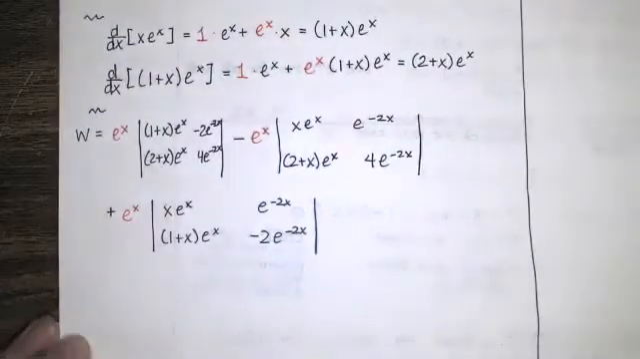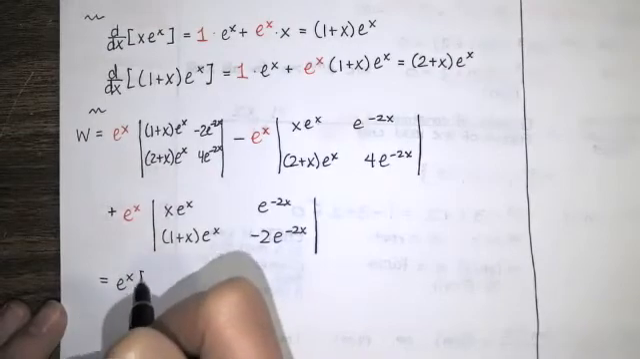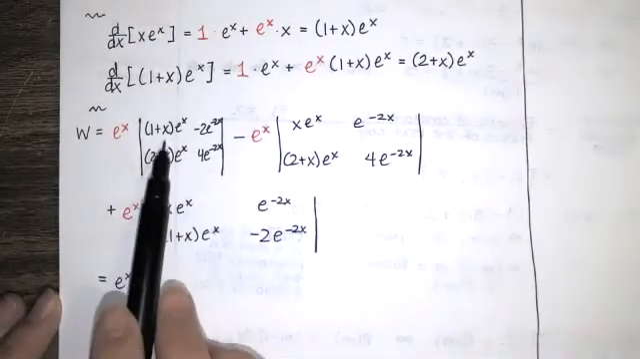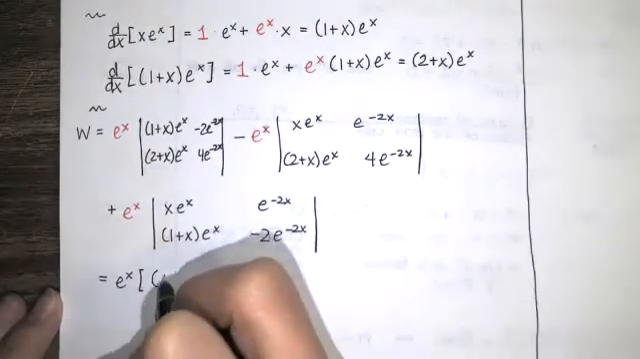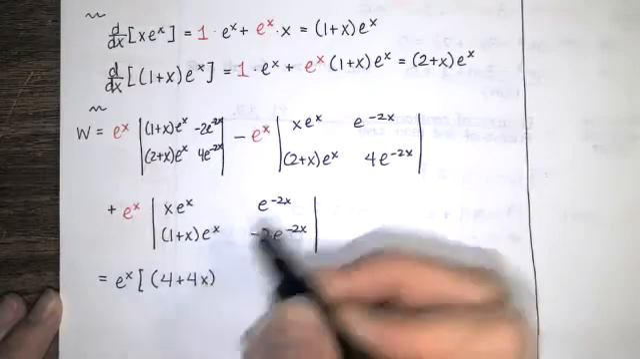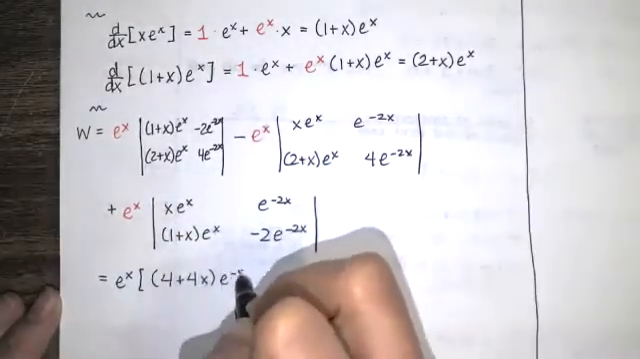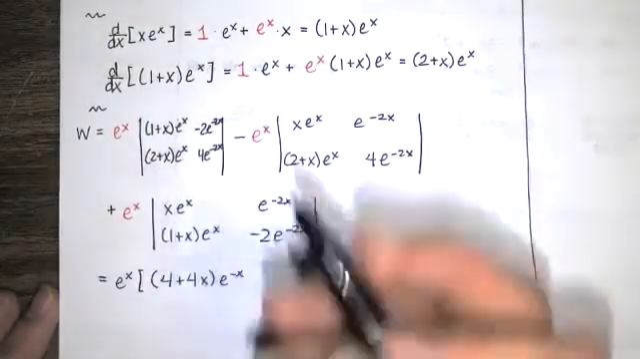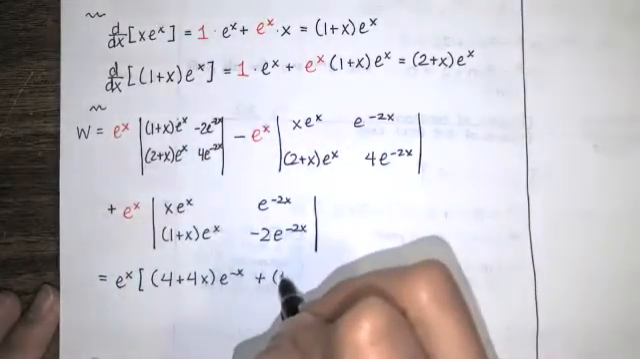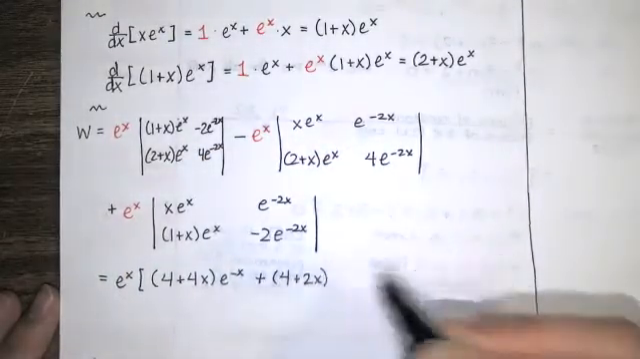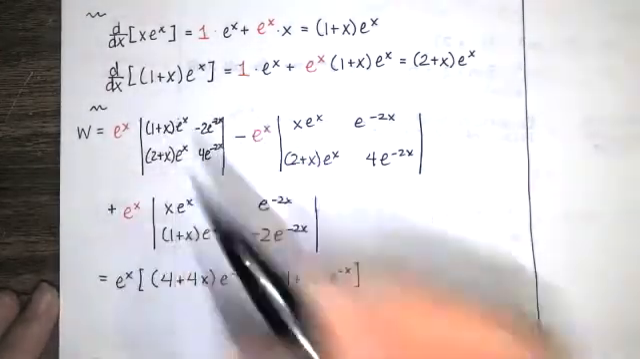Okay, now let's evaluate these. So I've got e to the x times this expression. I have 4 times the 1 plus x is going to give me a 4 plus 4x. And e to the negative 2x times e to the x is an e to the negative x because you're adding those exponents. Then we're subtracting something negative. So I'm going to add 2 times the 2 plus x. That's going to give me a 4 plus 2x times another e to the negative x. So that's that first piece.